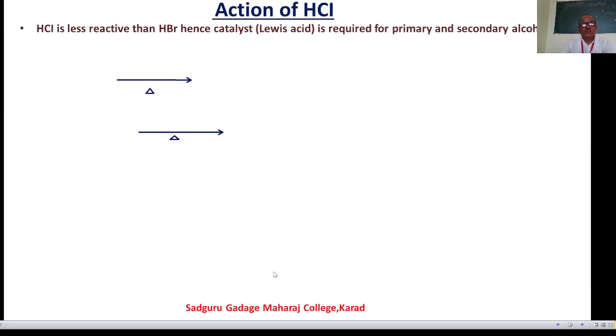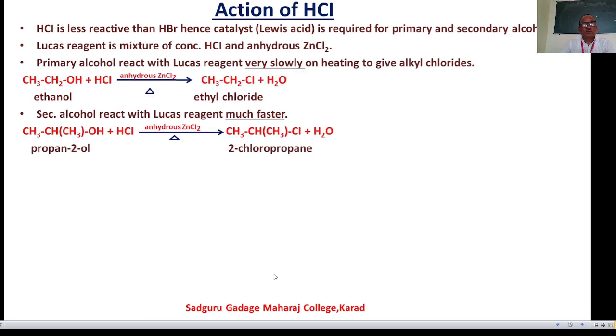The first reaction we have to consider is the action of HCl. HCl is less reactive than HBr, hence a catalyst is required for primary and secondary alcohols. We have also studied the Lucas reagent reaction, a distinguishing test for alcohols using Lucas reagent. The same reactions are given here.